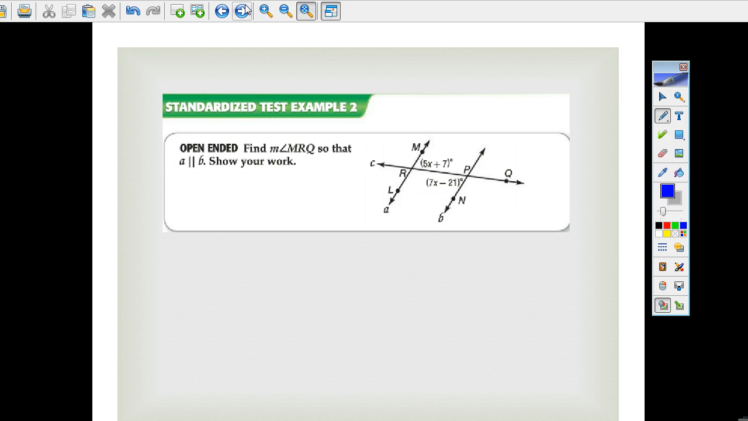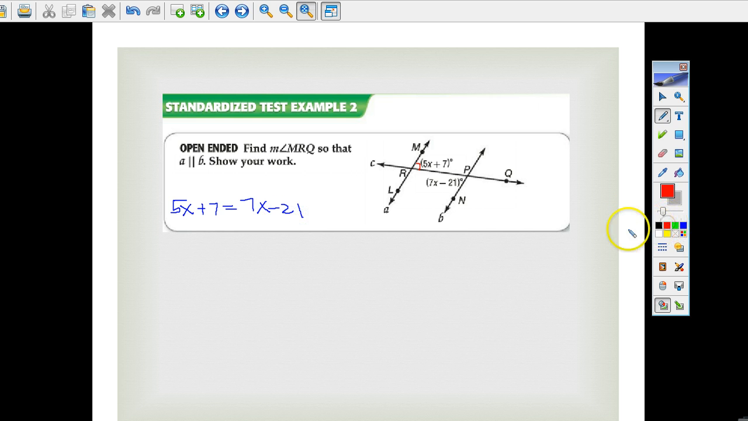Welcome back. Here is a standardized test example, example 2. Find the measure of angle MRQ, so that line A is parallel to line B. When lines A and B are parallel, these two angles are alternate interior angles. That means they are congruent. So I'm going to set up my equation: 5x plus 7 is equal to 7x minus 21.